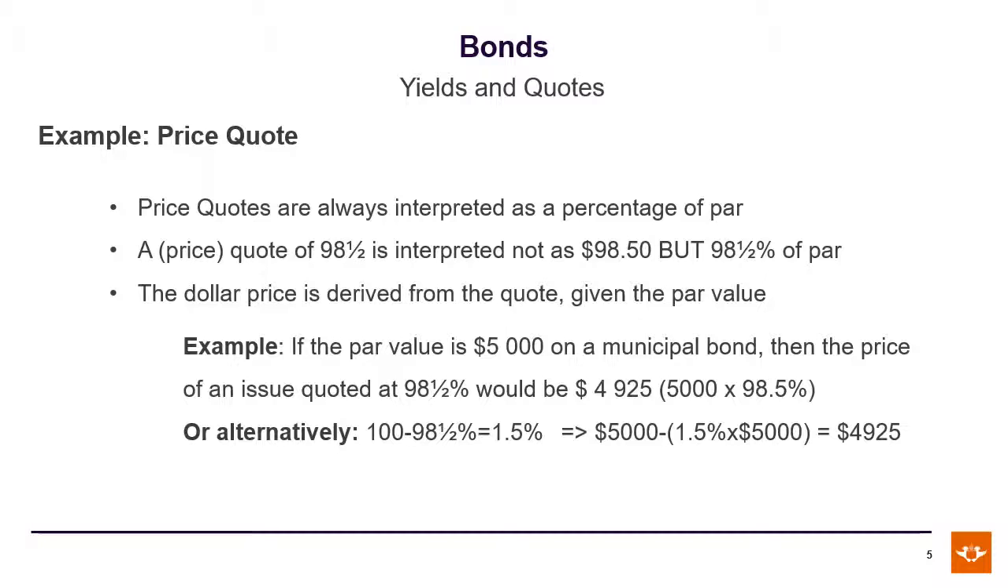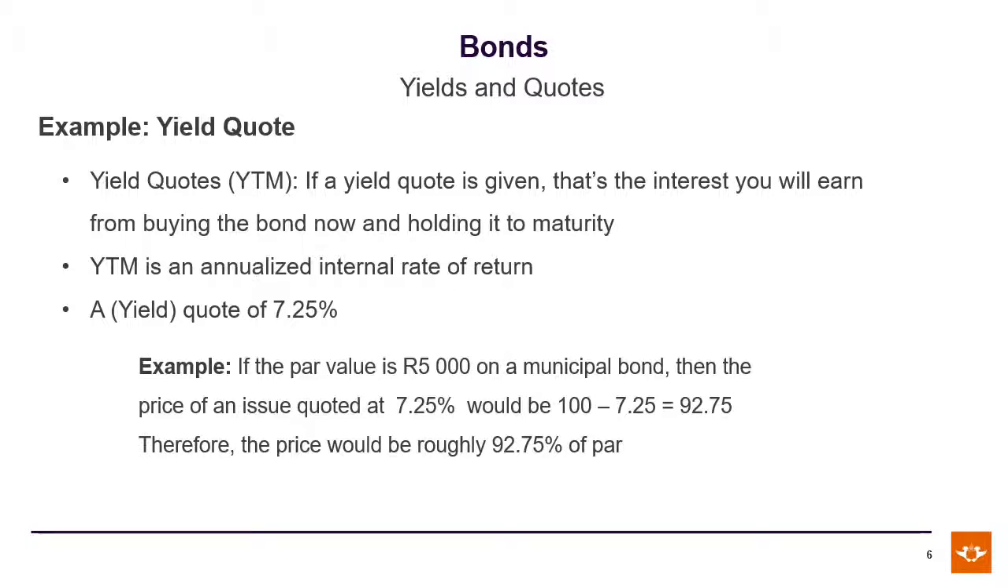This is an example of a yield quote. Yield quotes give quotes in terms of yield to maturity. If a yield quote is given, that's the interest you will earn from buying the bond now and holding it to maturity. Yield to maturity is an annualized internal rate of return.